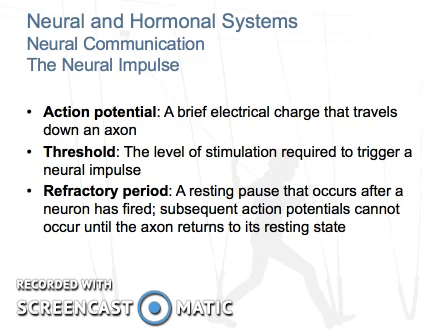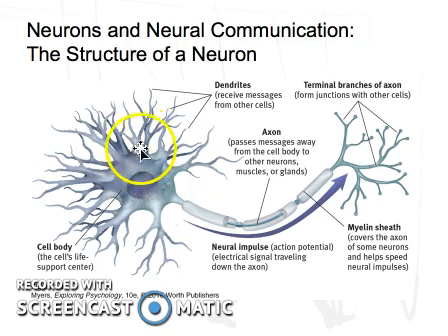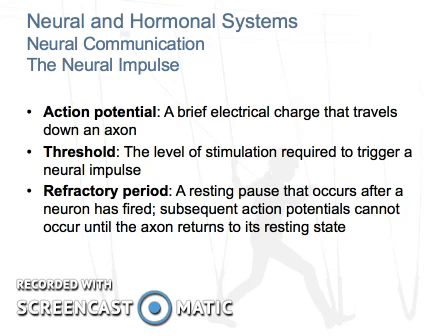The threshold, we also mentioned that in the other video. The threshold is the level of stimulation required to trigger a neural impulse. So this neuron must reach a certain threshold, right? A certain level of stimulation in order for the message that it's receiving through its dendrites to actually travel down the axon and through that neuron.